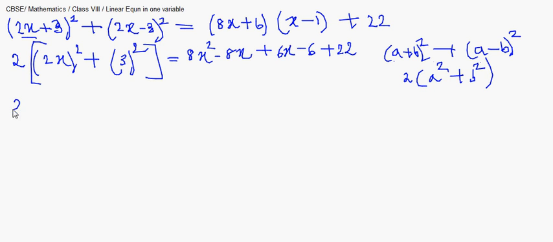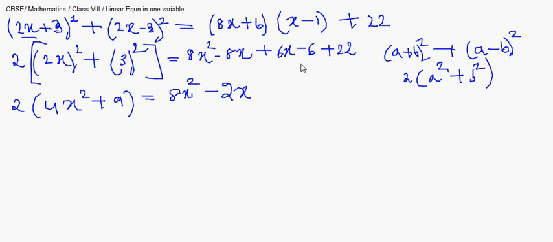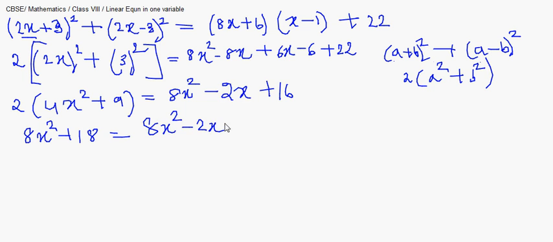So I'm getting it as 4x square plus 9. And here I'm getting it as 8x square minus 8x plus 6x, that's giving me minus 2x, so I directly can write it here, minus 2x, and now it is minus 6 and plus 22, so that's giving me plus 16. Here if I remove the bracket, I'm getting 8x square plus 18. On the other hand, I have 8x square minus 2x plus 16.